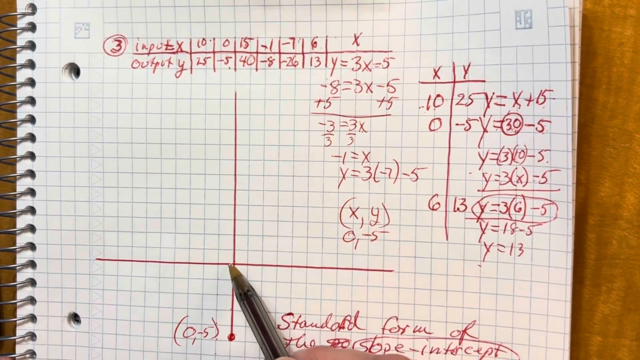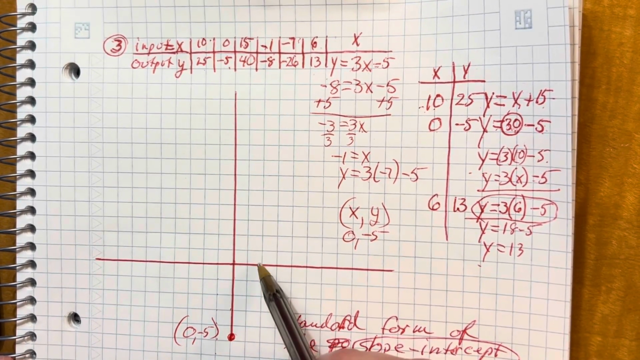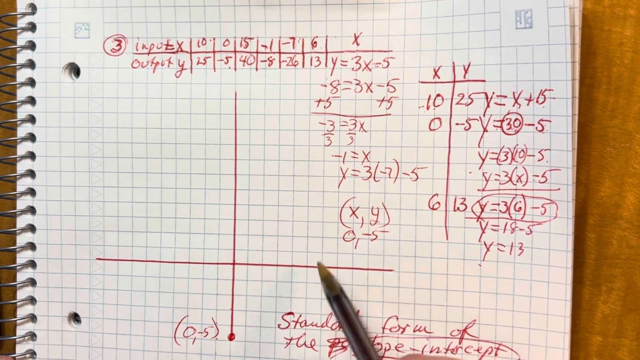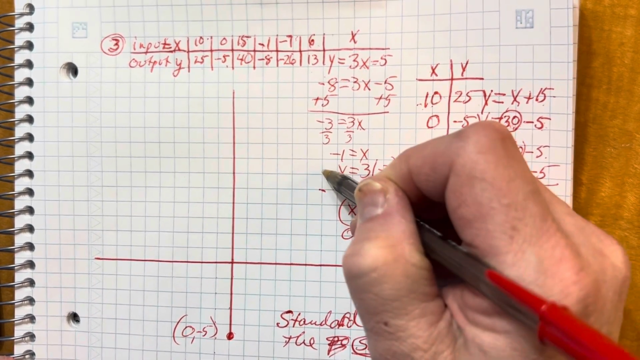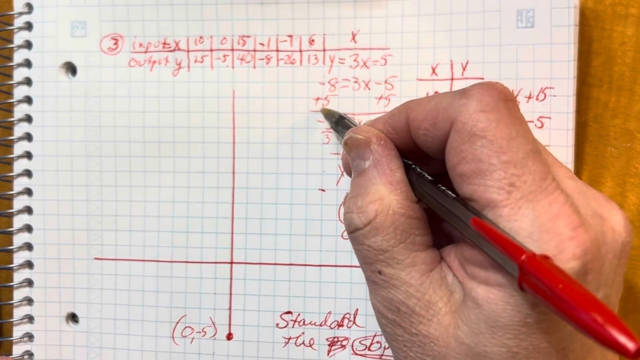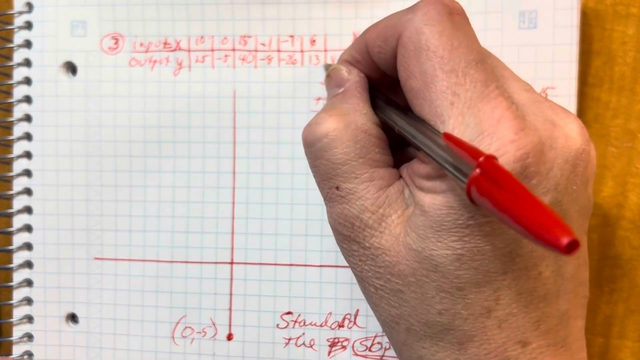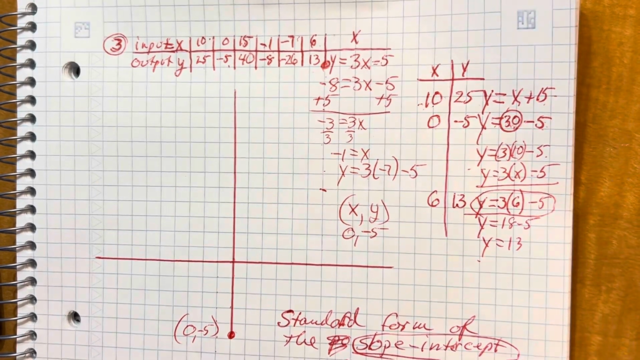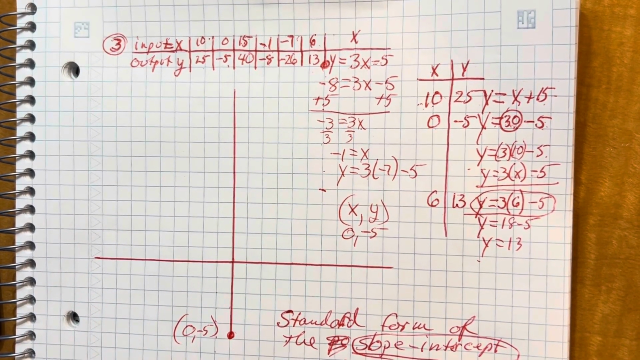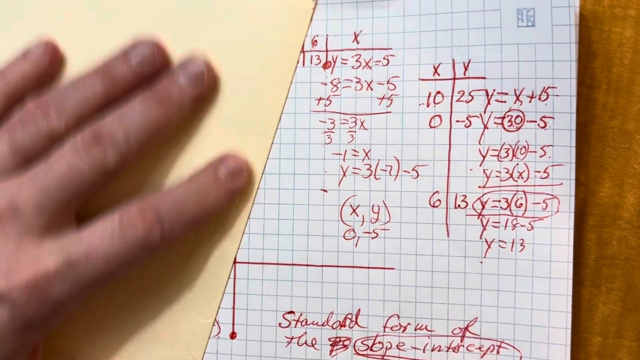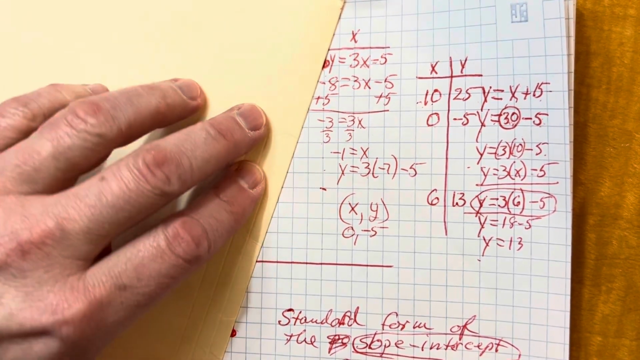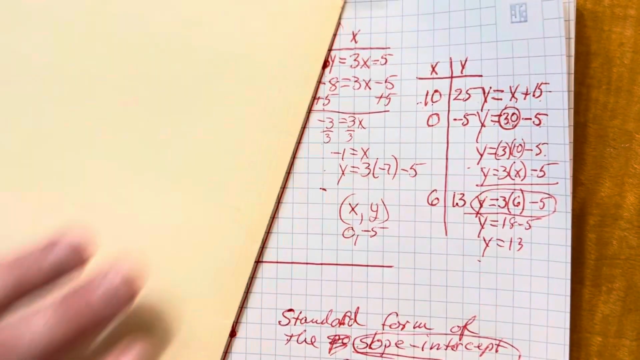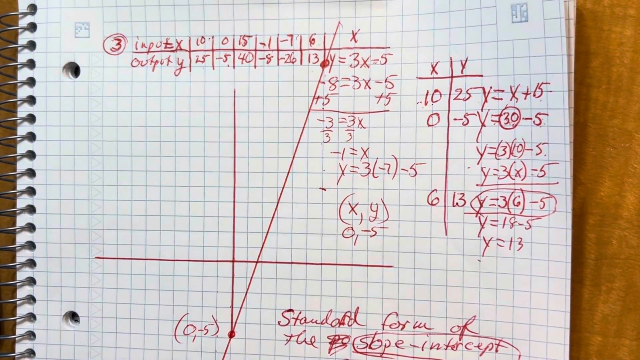Well, let's try 6, 13. 1, 2, 3, 4, 5, 6, and up 13. 1, 2, 3, 4, 5, 6, 7, 8, 9, 10, 11, 12, 13. That's going to be a point right there. Maybe I'll have to change my grid. But when I have 3 points, if they all line up, which they look like they do, I can simply draw my line. There it is.